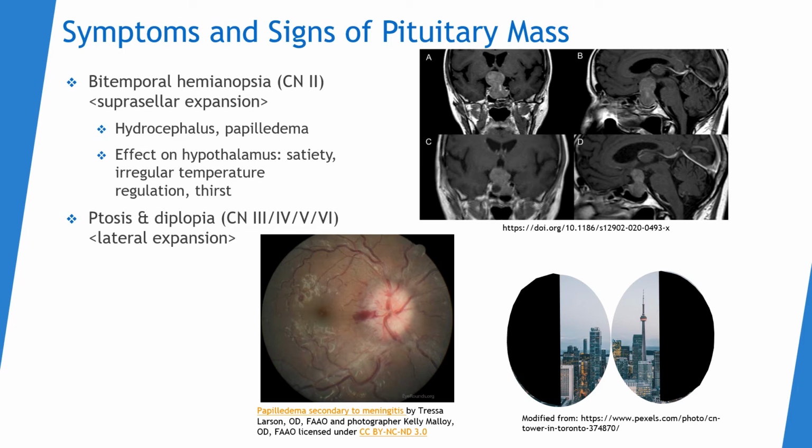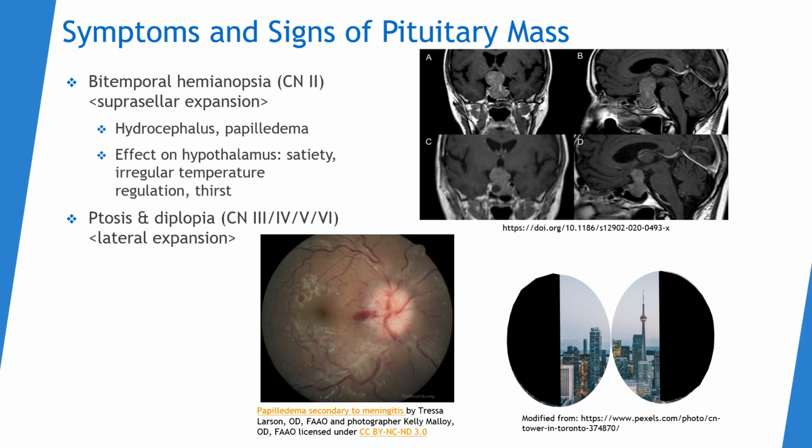The suprasellar expansion of the pituitary mass presses on the optic chiasm. This means the optic fibers that have been innervating the nasal retina are affected. The nasal retina, because of the eye's spherical nature, is responsible for the temporal side of the visual field. So, when the optic chiasm is compromised, the temporal halves of the world would be blinded, as seen in the right bottom picture. This is called bitemporal hemianopsia.